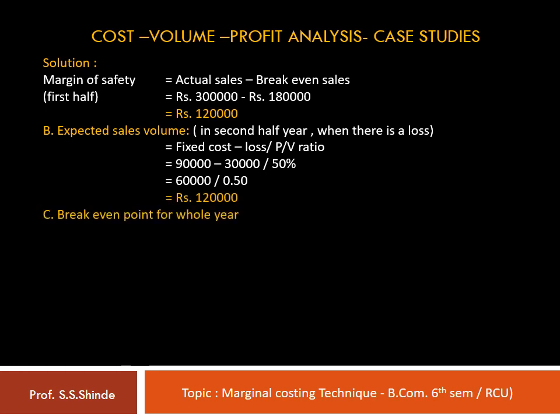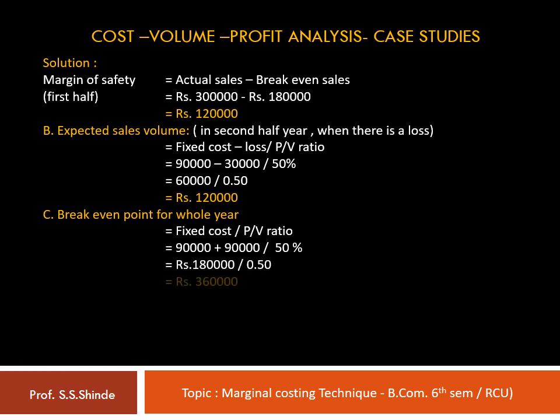The third question is about calculating the break-even point for the whole year. So the equation is fixed cost divided by PV ratio. That's equals to 90,000 plus 90,000. So 90,000 is the fixed cost in the first half of the year and 90,000 is the fixed cost in the second half of the year, divided by 50%. Therefore, the total fixed cost for the year is 1,80,000 divided by 0.50. That works out to rupees 3,60,000.